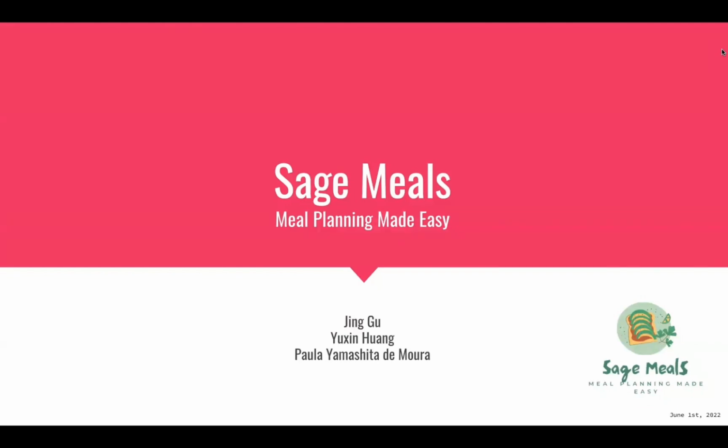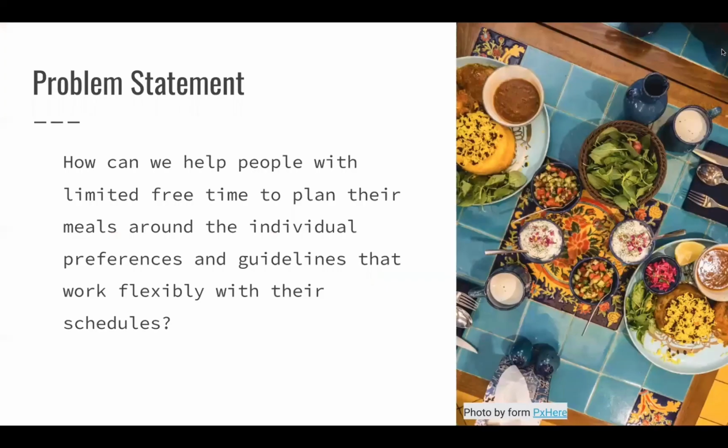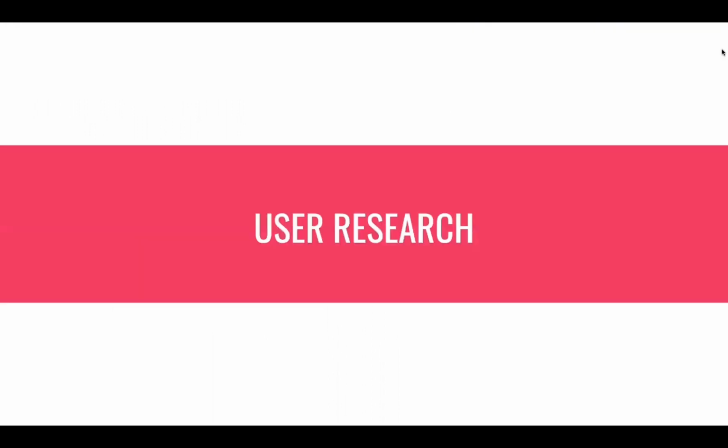For this project, we designed an app called Sage Meals, and our goal is to help people with limited free time to plan their meals easily with recipes that fit individuals' needs and work flexibly with their schedules. Next, Yuxin will talk about our user research and the design communication tools we designed.